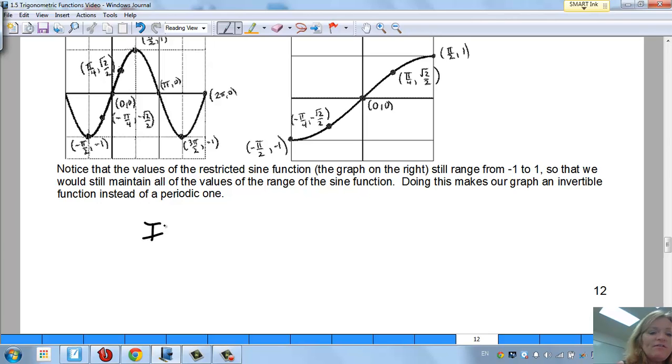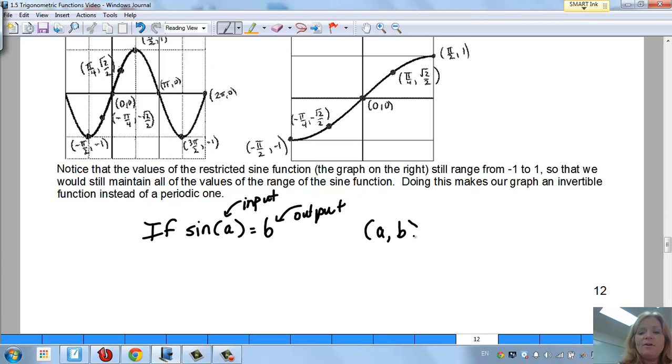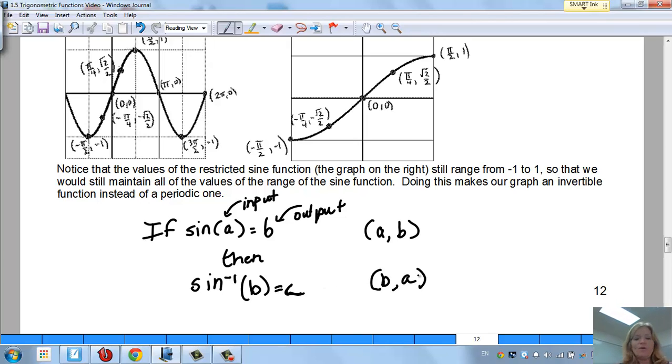If I say the sine of A equals B, this is my input, this is my output. The point on the graph is (A, B). But if I do an inverse function, if it's invertible, I have to use this notation: the inverse sine of B equals A. Then the point is (B, A), which makes it invertible. Okay, so let's look at it here.